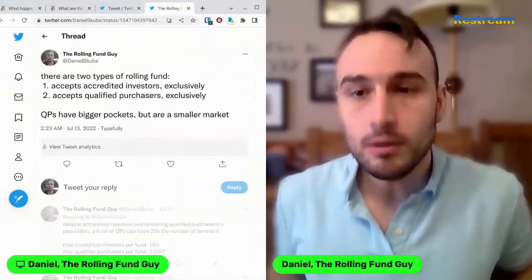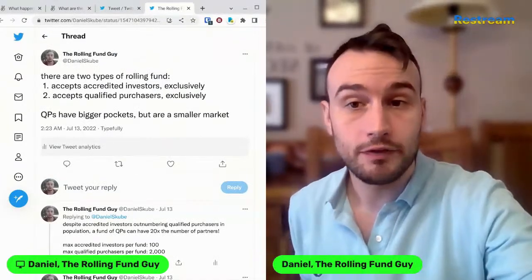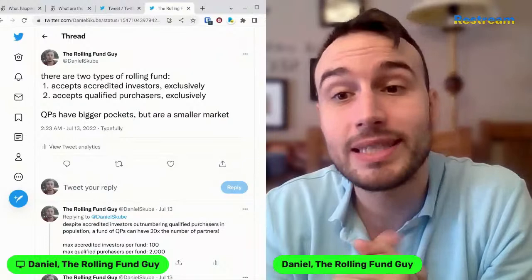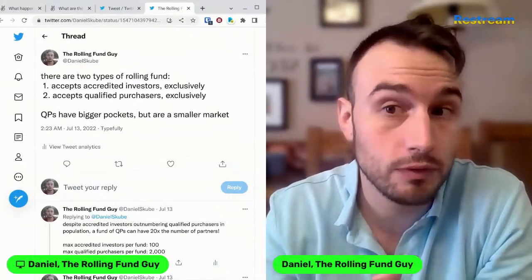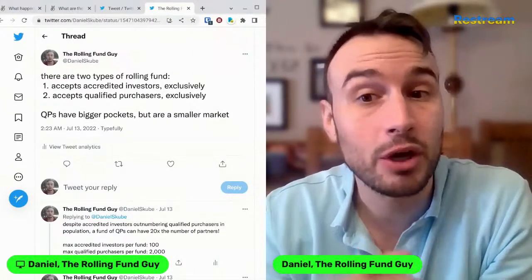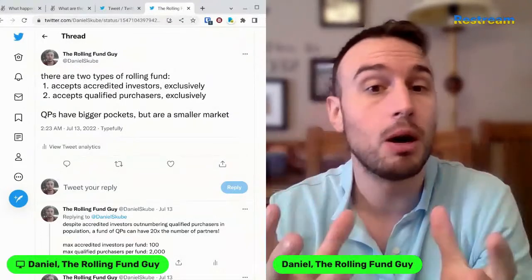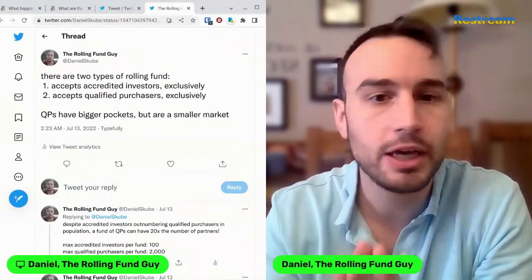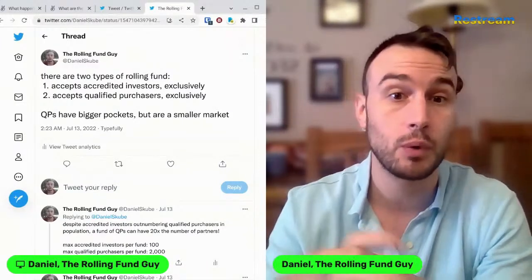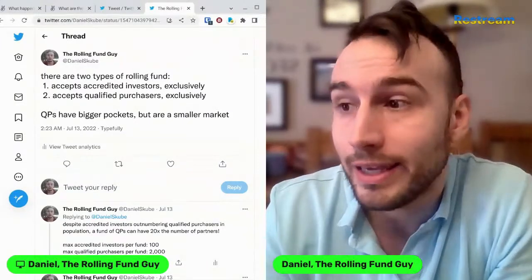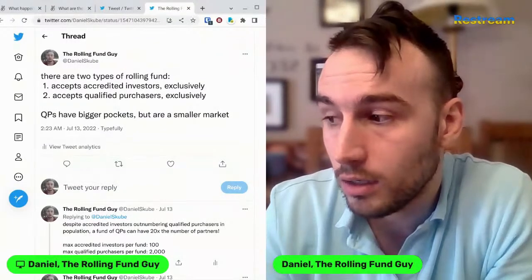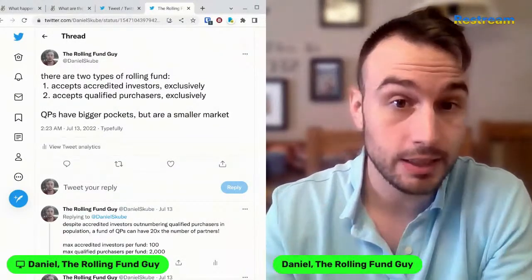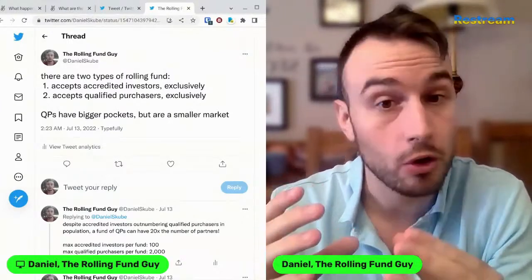Okay. There are two types of rolling fund. One accepts accredited investors exclusively, the other accepts qualified purchasers exclusively. QPs have bigger pockets, but are a smaller market. So a QP is going to be more analogous to a family office. And I believe the definition for a qualified purchaser is 5 million of investable assets. So we're not talking about net worth anymore.